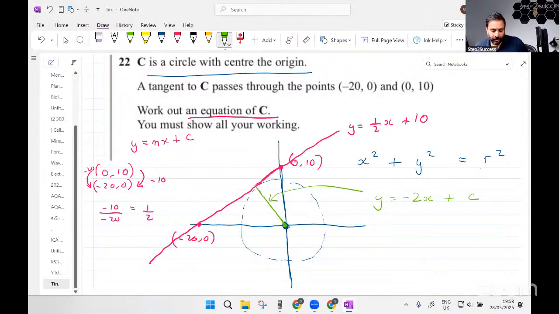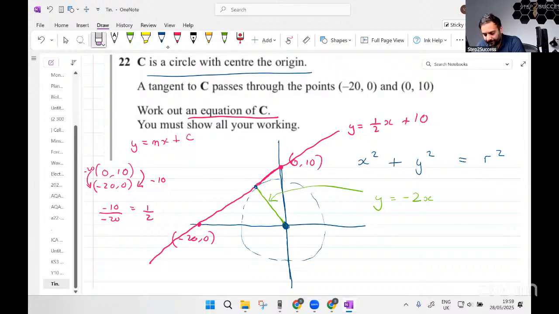And also, I know it goes through the zero, so the y-intercept is just zero. So the equation of the green line is y equals -2x. Now I'm going to find the coordinates of the point where they meet each other. The reason I'm doing this is because once I know what this point is, I can work out the distance from the middle to that point, which is the radius, and that is ultimately what I'm after in this question.